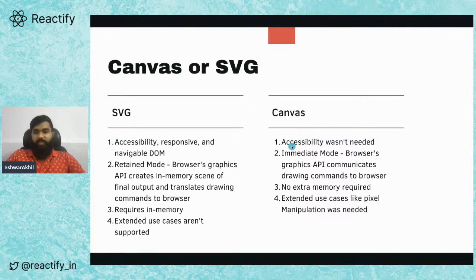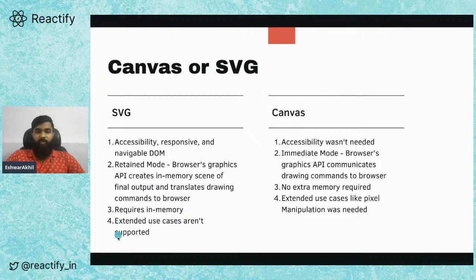Accessibility wasn't needed for our use case, so the first point doesn't matter. The second one is very, very important. SVGs operate in a retained mode. Canvas operates in an immediate mode. What I mean by that is, the browser's graphics API creates an in-memory scene of the final output and translates the drawing commands to the browser in the case of an SVG. Canvas does the same, but there is no in-memory scene creation of the final output. This is very important. So no extra memory is required for canvas, but there is some in-memory space required for SVG.